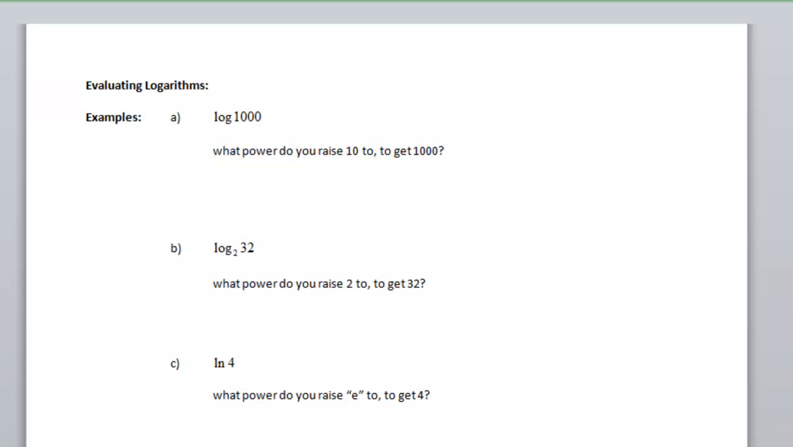Okay, we're going to evaluate some basic logs using the changing between forms. So, log 1000. It asks a question, and you've got to know the question it asks. When you look at these things, remember, it's asking about an exponent. What power do you raise 10 to? Why 10? Because remember, that's the base here, right? 10 right down there. Because if it's not there, it's 10. What power do you raise 10 to get 1000?